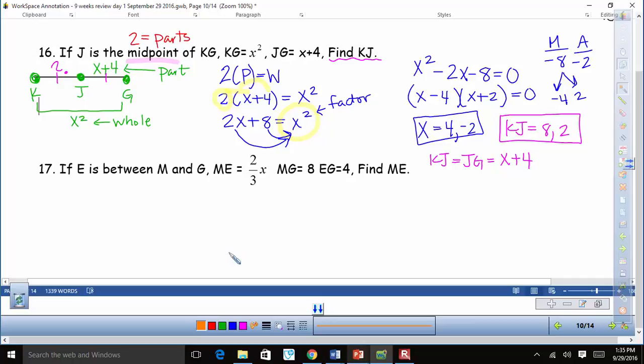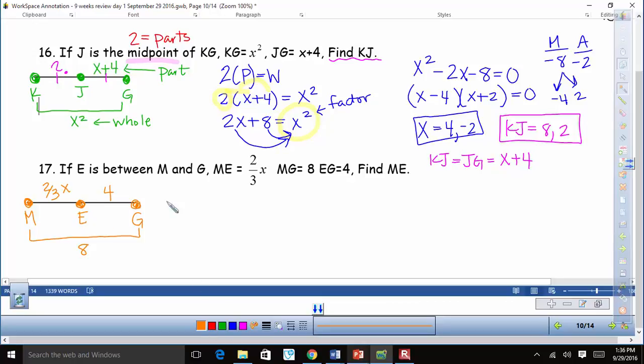Okay, let's look at 17 next. So here, the very first thing that I want to do is go ahead and draw my line so I can label it and figure out if I have parts or wholes. So it tells me E is between M and G. So M and G are my endpoints. And E is somewhere in between. It tells me ME is 2/3 x. It tells me MG, so from endpoint to endpoint, this is 8. And then EG is 4.